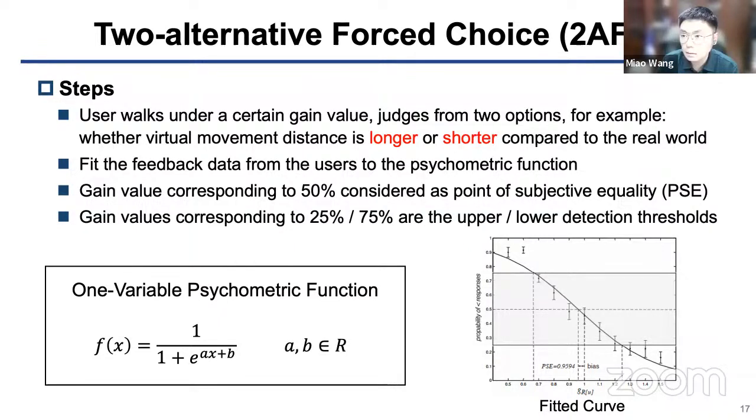We fit the data to the psychometric function, which is an S-shaped function. After fitting the data, the value corresponding to 50% is considered as the point of subjective equality, PSE, and the gain values corresponding to 25% or 75% are considered as the lower and upper detection thresholds.